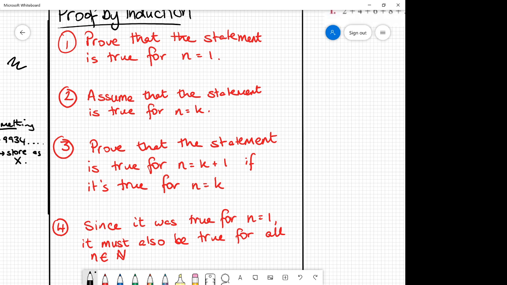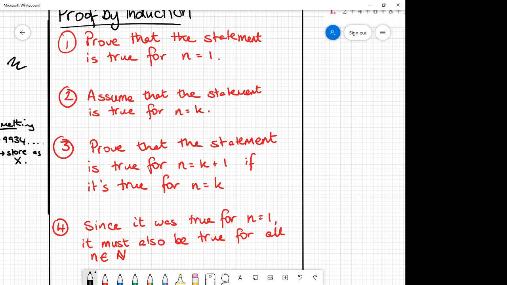After we've proved that that works, it won't always be 1 either, but it'll be 1 for now, we're going to make an assumption that the statement is true for n equals k. So we're going to assume that if we fill in k into the formula, it's still going to be true. Once we have that done, we're going to prove that the statement is true if we fill in k plus 1 instead of k, under the assumption that it was true for k.